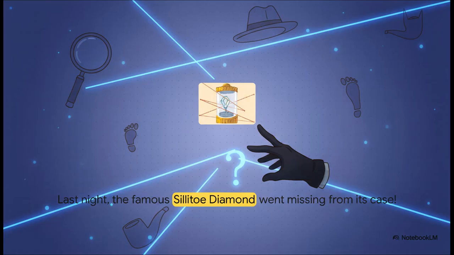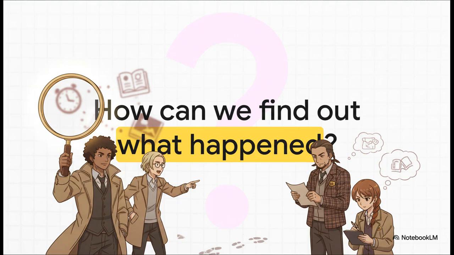Okay, so here's our situation. We have a real mystery on our hands. The famous Silito diamond. It's just vanished. Now, to solve a case like this, we're going to need a very specific tool from our grammar toolkit. So, the big question is, how do we even start to investigate events that are totally over and done with?